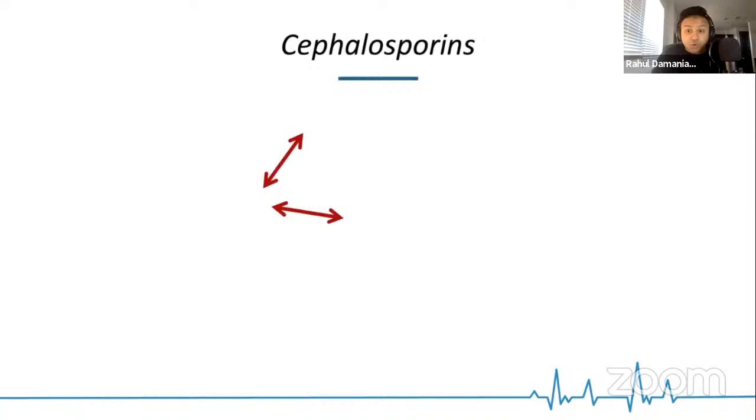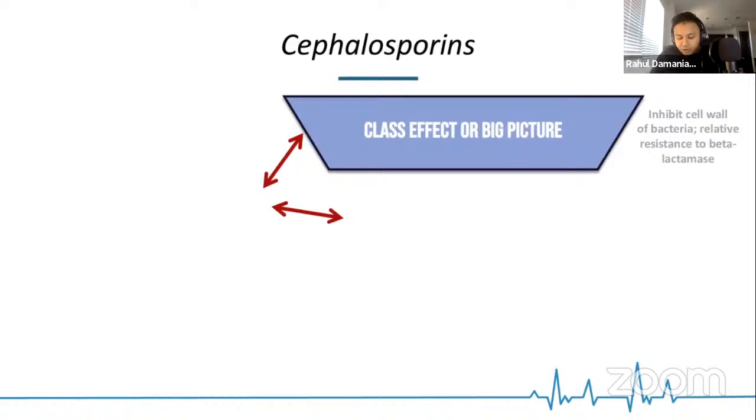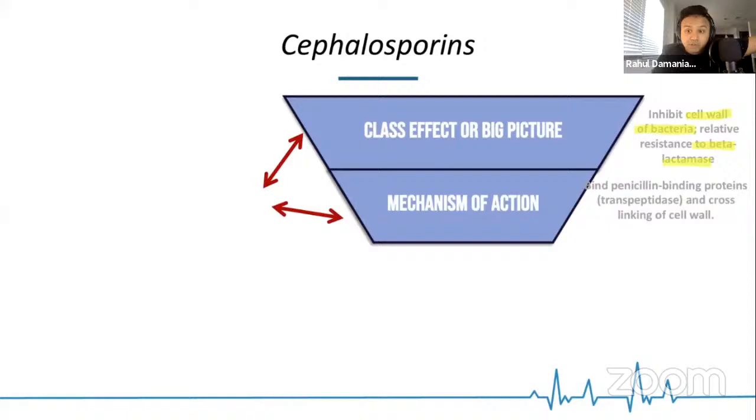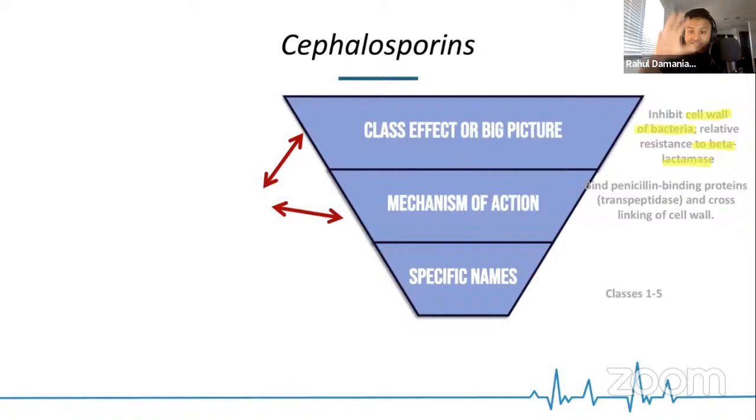Well, obviously, cephalosporins, just like penicillins, inhibit the cell wall of bacteria. And these cephalosporins are relatively resistant to beta-lactamases. The mechanism of action is the same as the beta-lactams or the penicillins we talked about prior. And what we know is that these cephalosporins have different classes, which we'll cover in the next slide. And then finally, you can get cross-reactivity with penicillins. For example, if you have a true type 1 hypersensitivity reaction to beta-lactams or penicillins, that can subsequently make you allergic to cephalosporins because, again, there's that same beta-lactam ring.